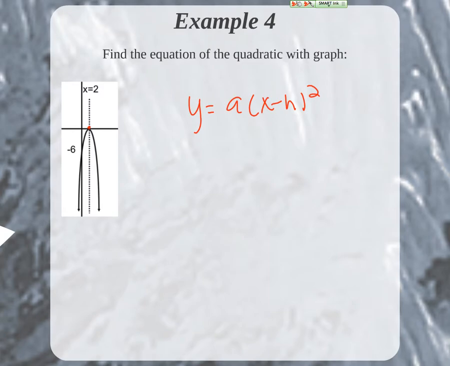So if this is x equals 2, that's going to be 2. So keep that in mind, that axis of symmetry, the number for that is the same as that h. So I can plug in 2 for h. And then we can go ahead and plug in 0, -6 to find out what a is.